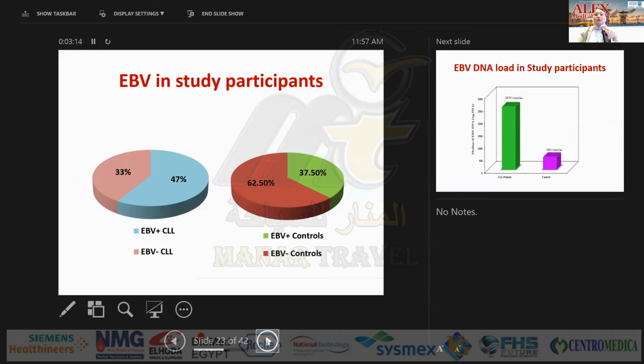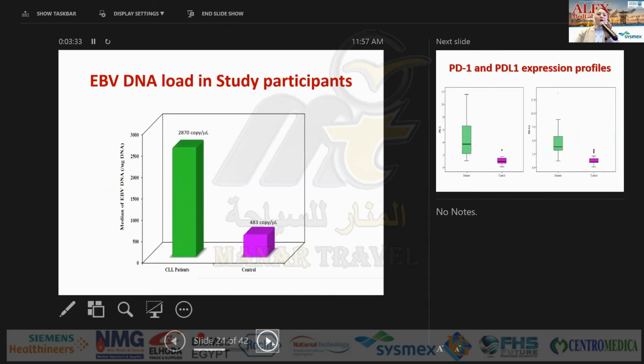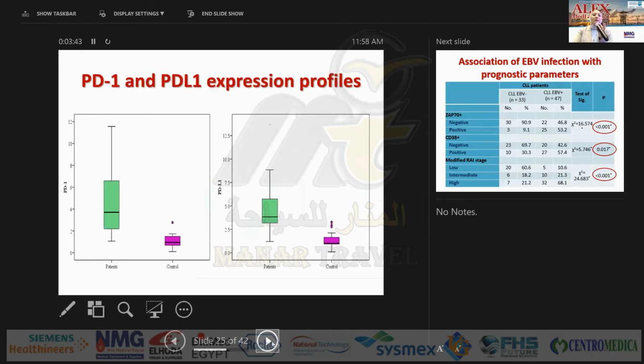Our results showed that 47% of CLL patients were positive for Epstein-Barr virus infection, and 33% were negative, while in the control group, 37% were Epstein-Barr virus positive, and 62.5% were negative. The EBV DNA load in the study participants was significantly higher in the CLL patients compared to the controls. PD1 and PDL1 expression profile was significantly higher in CLL patients compared to the control groups.